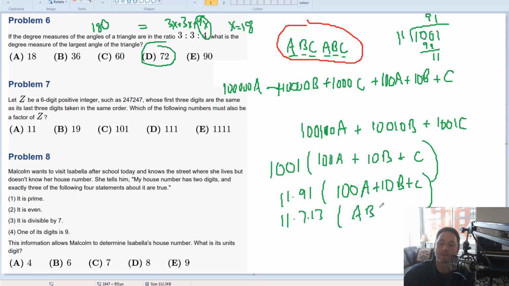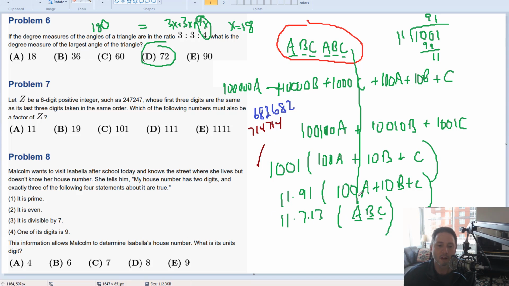91, we should know that factors into 7 times 13. So every number that's in this form, 247, 247, or ABC, ABC, it could be 682, 682, it could be 714, 714. It's always going to be in this form of 11 times 7 times 13.